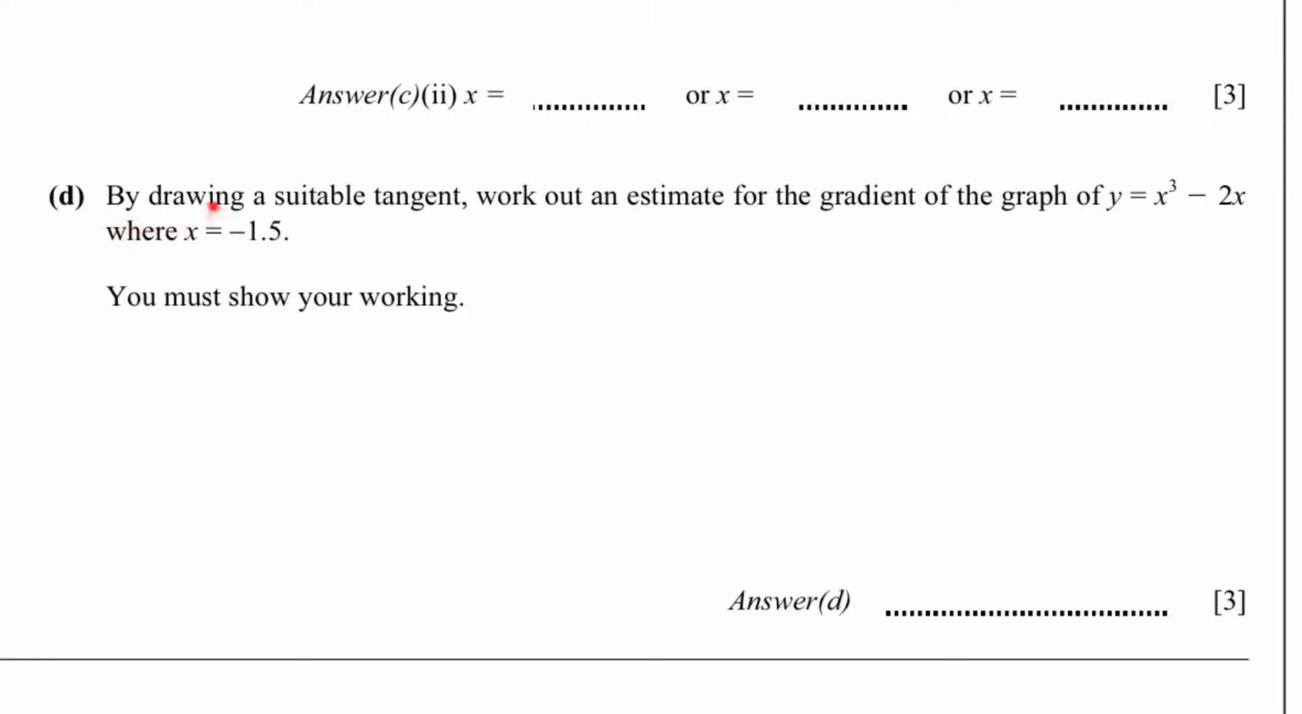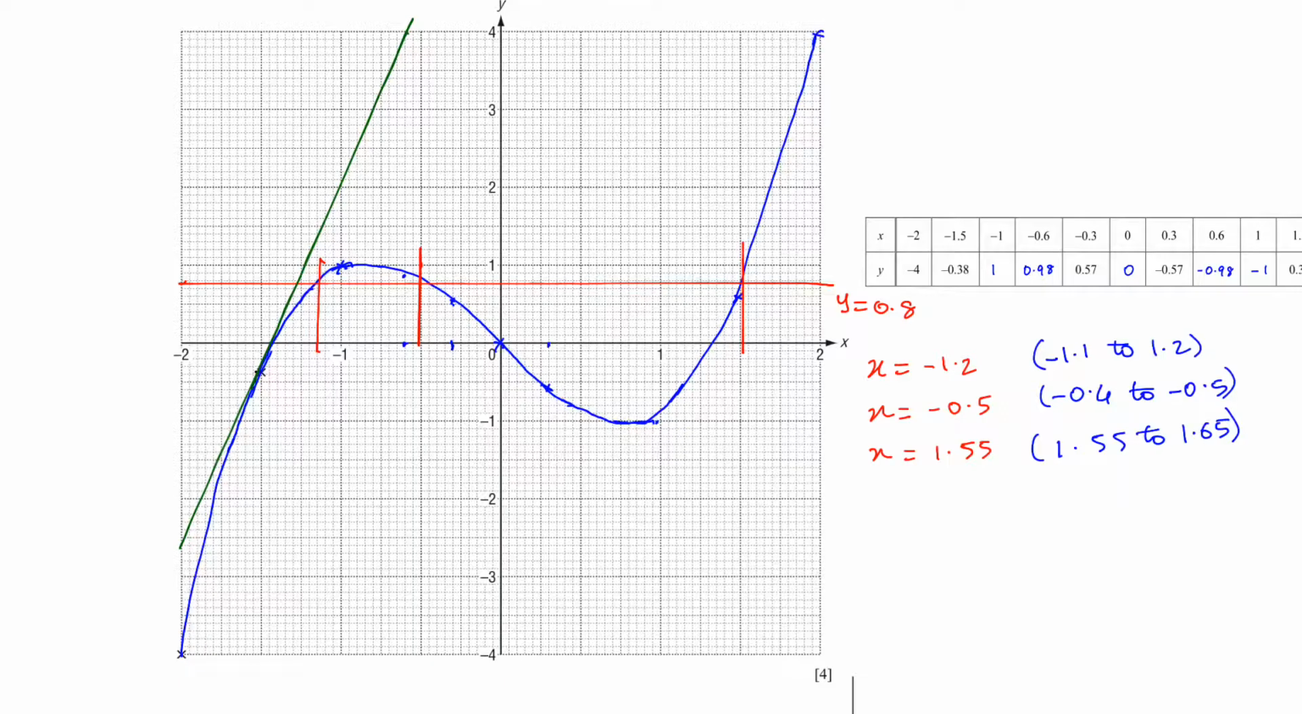In D, by drawing a suitable tangent, work out an estimate for the gradient of the graph of y is equal to x cubed minus 2x, where x is equal to negative 1.5. You must show your working. A tangent means that it meets the curve at only one point. And the point they have given to us is x is equal to negative 1.5. So this is the tangent we drew when x is equal to negative 1.5.